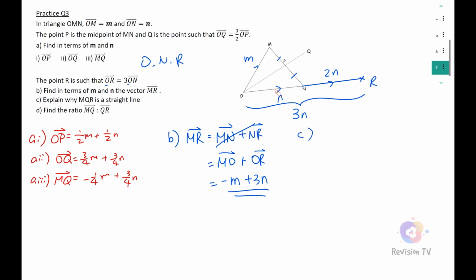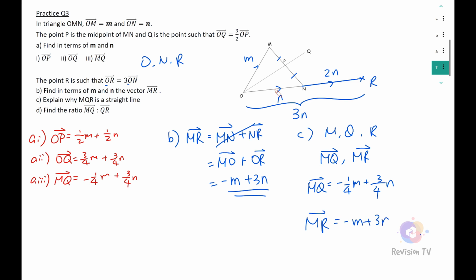Part C. Explain why MQR is a straight line. So M, Q, and R, two vectors, MQ and possibly MR. Okay, so what's MQ? Have we worked out MQ? Yes, we did from part 3 in question A. So MQ equals minus 1/4 M plus 3/4 N. What's MR? Do we know MR? We just worked out MR is minus M plus 3N.